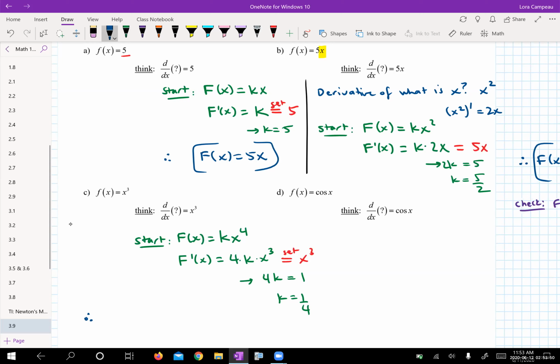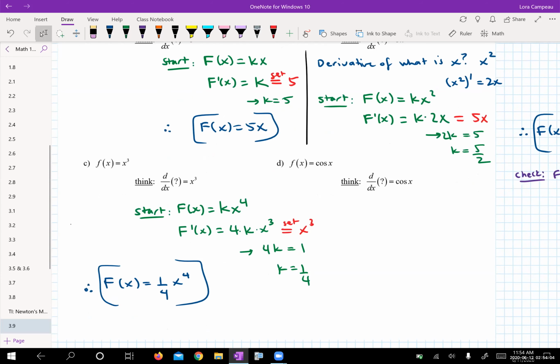Therefore, if you really want to name the antiderivative, we replace k with the constant we just found. It should be 1/4 x to the 4th. And again, if you prefer to check just in case, feel free to. We do the same thing. So the power functions involve a little bit of thought process.